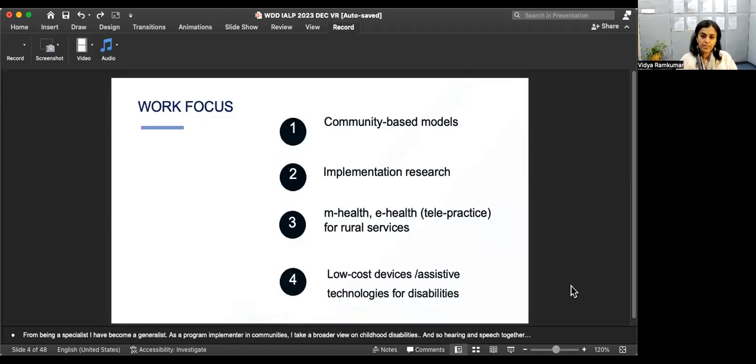The work that I've been focusing on in the last decade or more is primarily on building community-based models of care for hearing as well as childhood communication disorders. More recently, also using implementation science frameworks and research principles to guide some of this work that we do. As I said, along with the community-based model, the focus also has been on how to effectively use digital tools to support these activities, therefore mHealth, eHealth, telepractice, and so on.